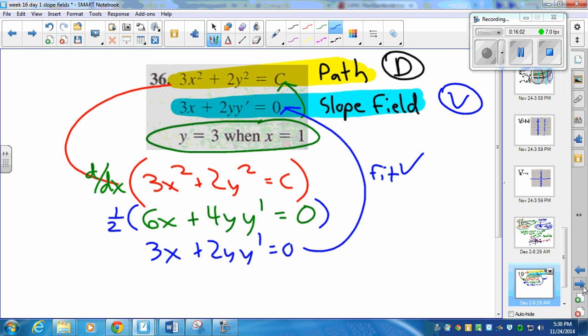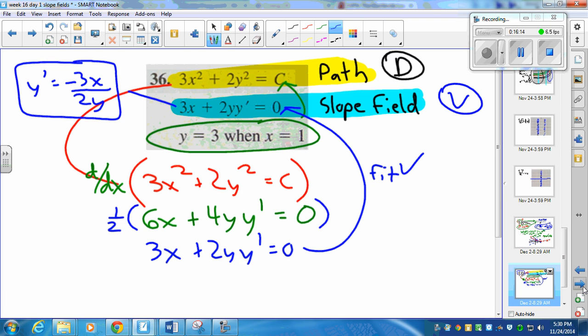So all of those ticks that slope field could create, and if you don't see those ticks, could I write it this way and say y prime is negative 3x over 2y. That's your slope field. You could produce all sorts of ticks with that. And if I could somehow find the path, I would have 3x squared plus 2y squared equals c.